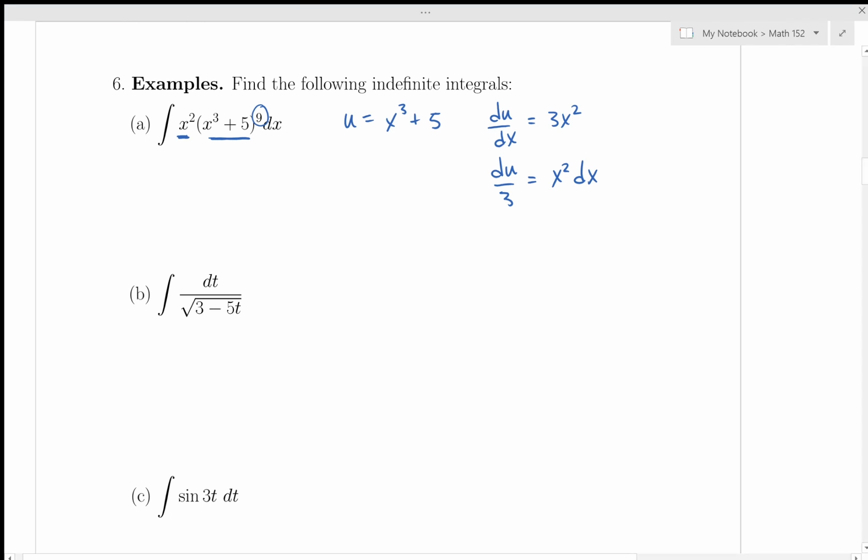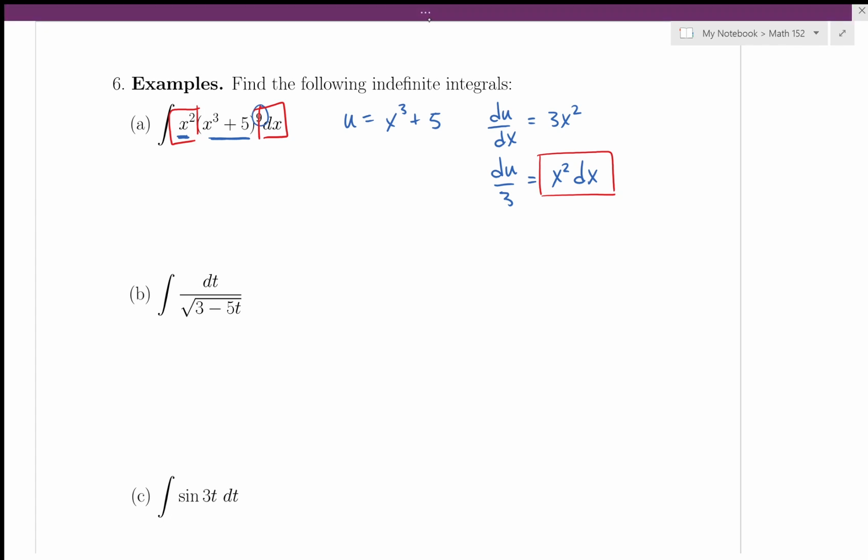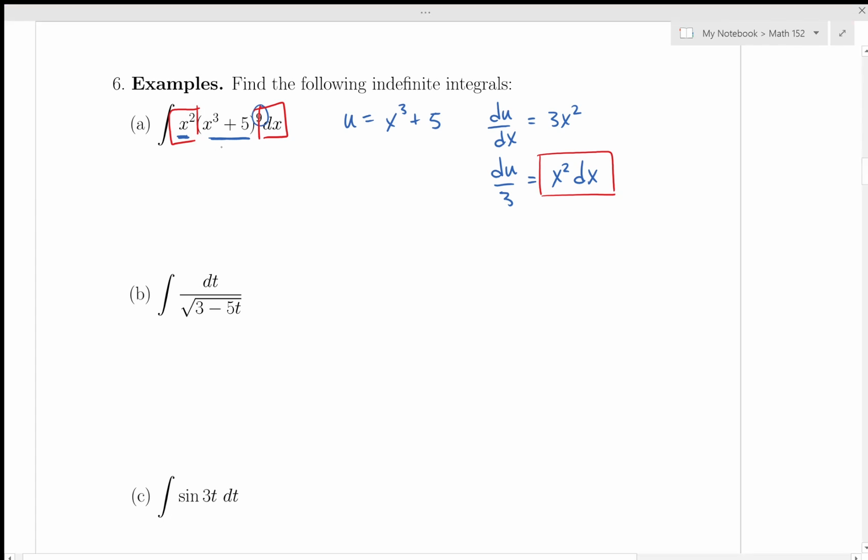Now, why did I do that? Because here I have x squared dx, and here I have x squared dx. So I can substitute x squared dx by du over 3 because they are equal. Meanwhile, here I have x cubed plus 5, and I can substitute that with u because u is equal to x cubed plus 5. So when I make a substitution, I have to substitute all parts of the integral, and I have to substitute them with things that are equal. That will not change my integral.